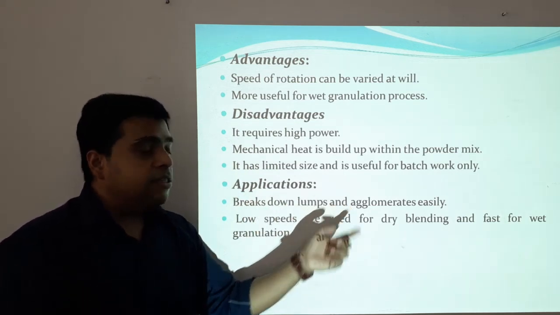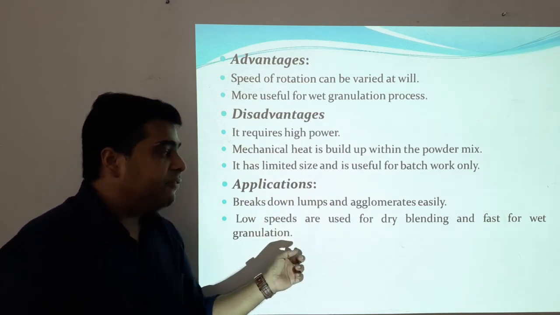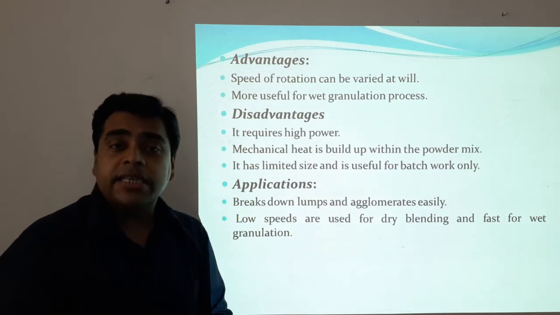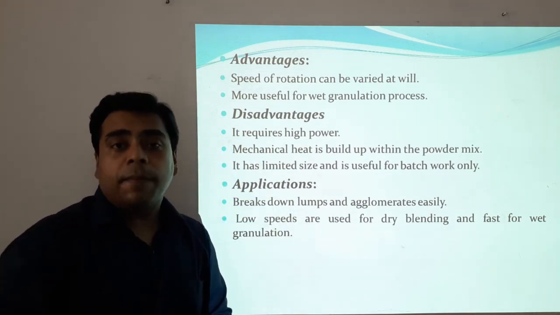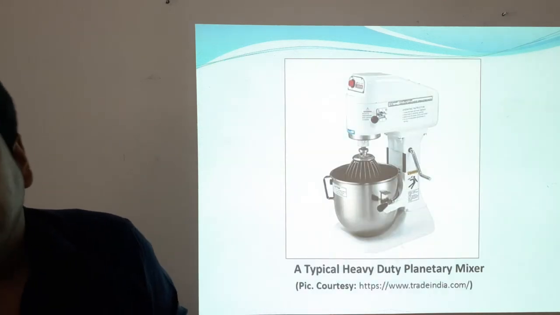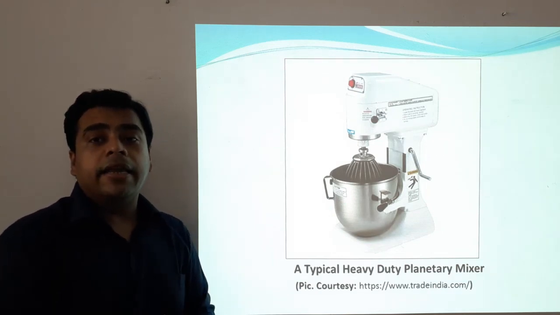Applications: break down lumps and agglomerates quite easily. Low speeds are used for dry blending and fast for wet granulation. So for wet granulation purposes, as well as for dry blending for direct compression purposes, we can use this particular type of blender mixer. This is a typical heavy duty planetary mixer.